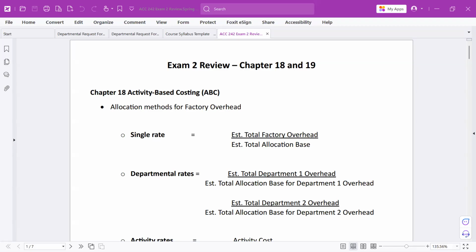This is the ACC 242 Exam 2 review. Exam 2 covers chapters 18 and 19. The exam has four problems. Let's get started with chapter 18.